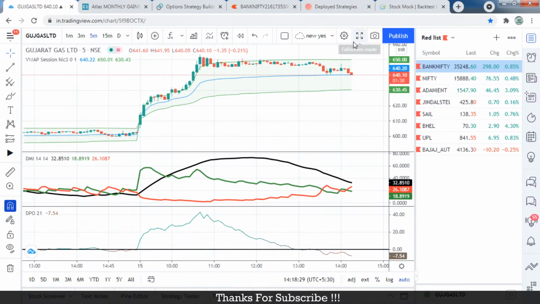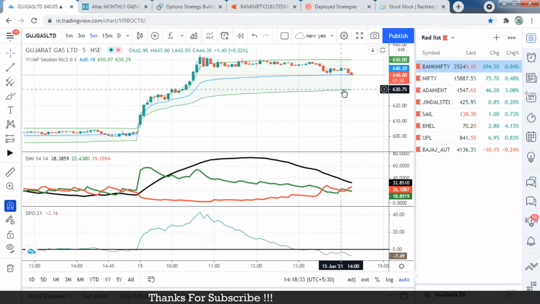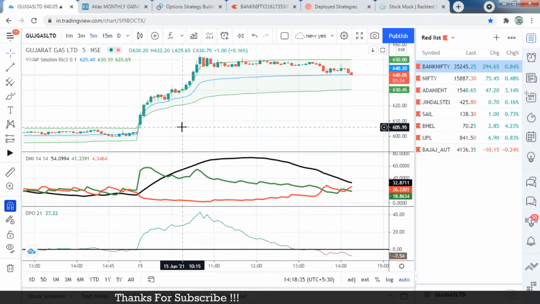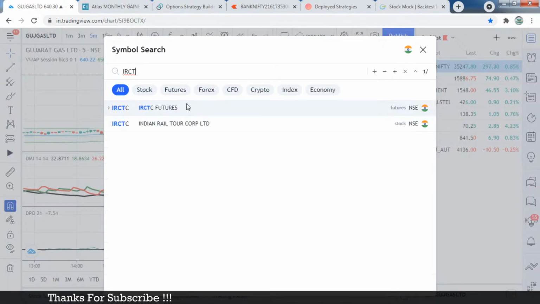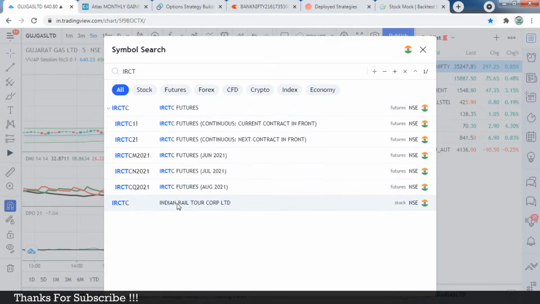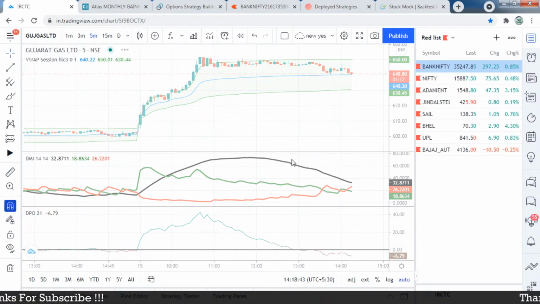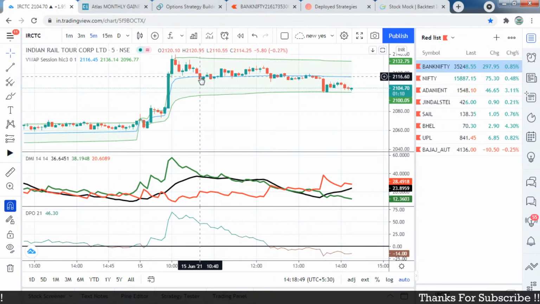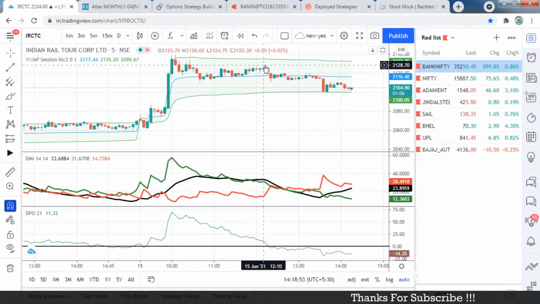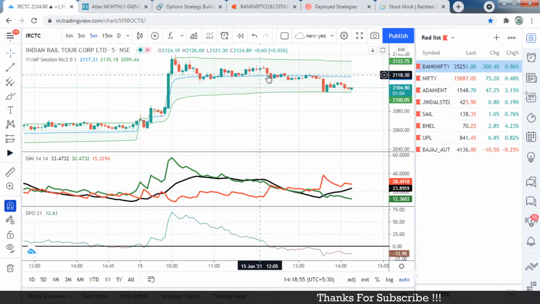So we may try to move this level, but the time is not supporting us to do a credit trade. And IRCTC also we saw in the morning. Let's check it out. Still, whenever it reaches this particular level around 126, it will bounce back 10 points.